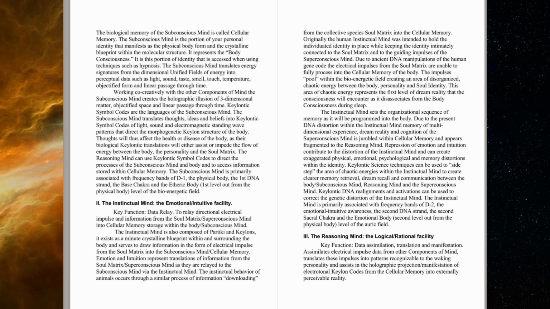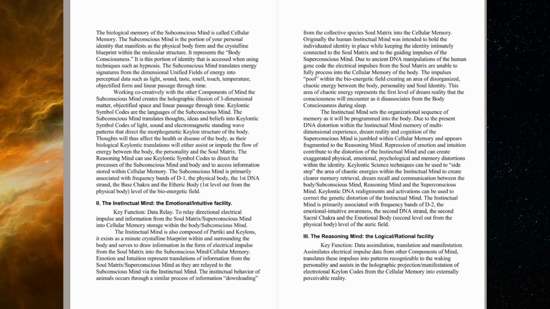This area of chaotic energy represents the first level of dream reality that the consciousness will encounter as it disassociates from the body consciousness during sleep. The instinctual mind sets the organizational sequence of memory as it will be programmed into the body. Due to the present DNA distortion within the instinctual mind, memory of multidimensional experience, dream reality and cognition of the superconscious mind is jumbled within the cellular memory and appears fragmented to the reasoning mind. Repression of emotion and intuition contribute to the distortion of the instinctual mind and can create exaggerated physical, emotional, and psychological and memory distortions within the identity.